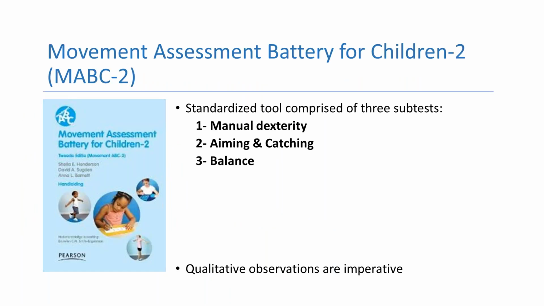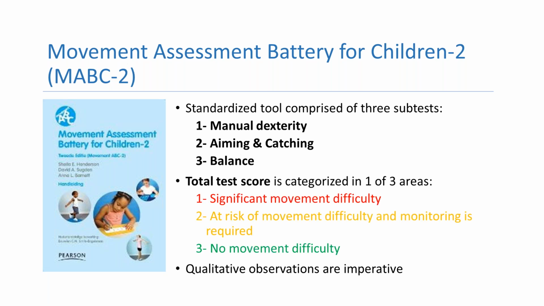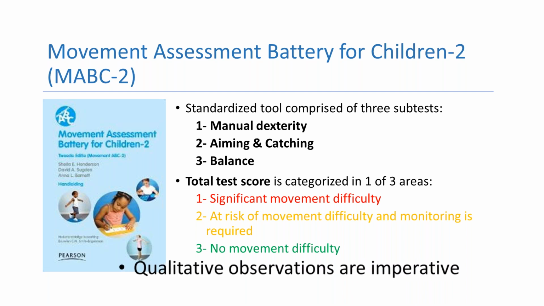The MABC, which I think most of you are familiar with, is a tool that has manual dexterity, aiming and catching, and balance as components, and then it gives you a total test score in a traffic light system: one being significant movement difficulty, or at risk for movement difficulty, or no movement difficulty at all. And I put at the bottom that qualitative observations are really important, because if we go back to the literature that we talked about at the beginning, bilateral coordination is something that we often see with kids with prenatal alcohol exposure, and there's no measure of that in this test. So your clinical judgment on that is really important as well.